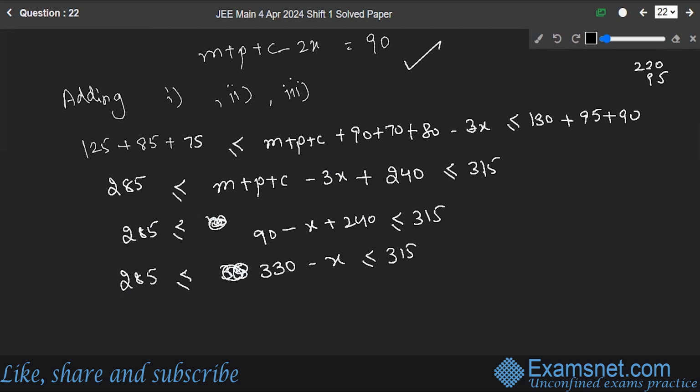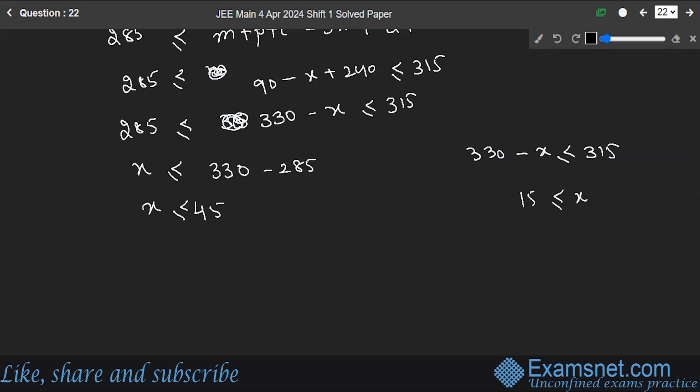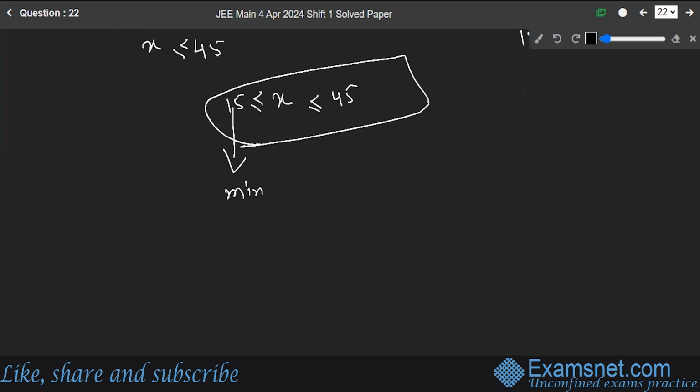Or let's split it up. This will give you X is less than or equal to 330 minus 285. Also, you will have 330 minus X is less than or equal to this. So here X is less than or equal to 45, right? And here you will have 15. So that means X lies between these two values. So the minimum value for X, the number of students who opt for all three, is 15, and the maximum value is equal to 45.